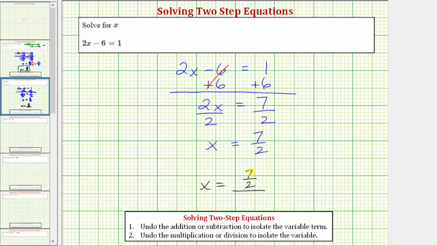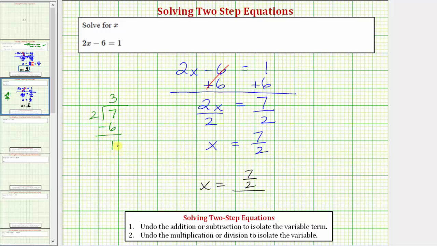We could also convert 7 halves to a decimal by dividing 7 by 2. Let's go ahead and show that. 7 divided by 2, there are 3 2's in 7. 3 times 2 is 6. Subtracting 7 minus 6 is 1.